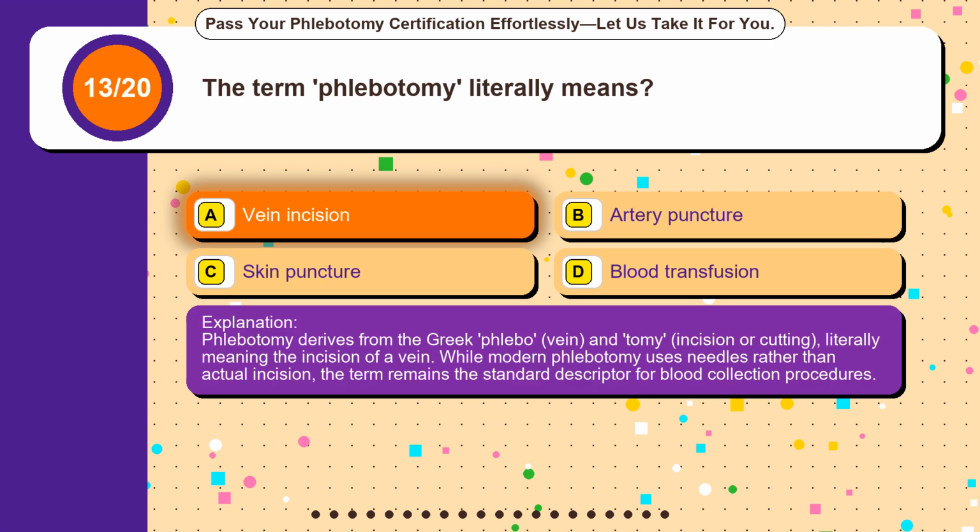Phlebotomy derives from the Greek phlebo, vein, and tomi, incision or cutting, literally meaning the incision of a vein. While modern phlebotomy uses needles rather than actual incision, the term remains the standard descriptor for blood collection procedures.